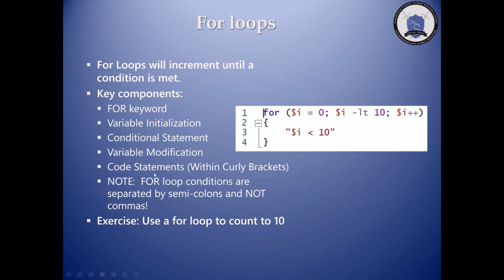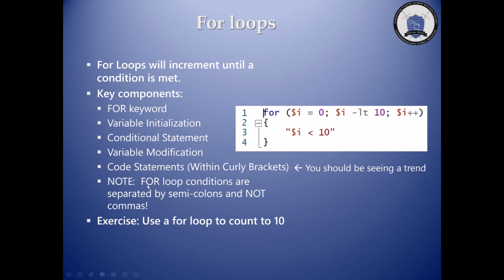Again, very important to note, inside your for loop, the parts are separated by semicolons. I know a lot of you are going to get confused and put commas here, and that's going to screw up your loop. So just make sure you use semicolons in here. All right, so that is the syntax for for loops. Let's go ahead and jump on over and see if we can do a for loop to count to 10.